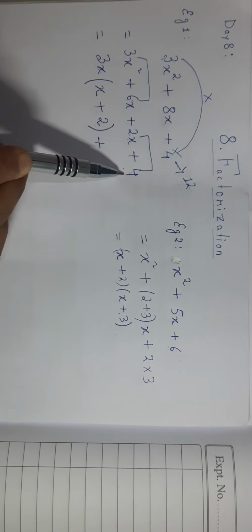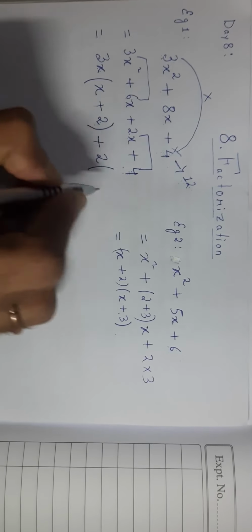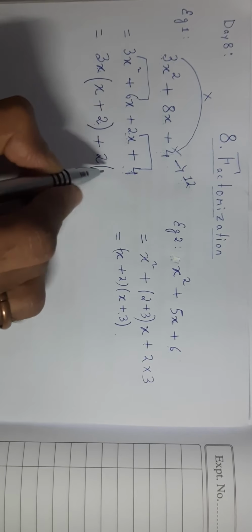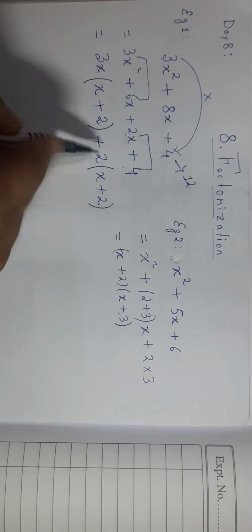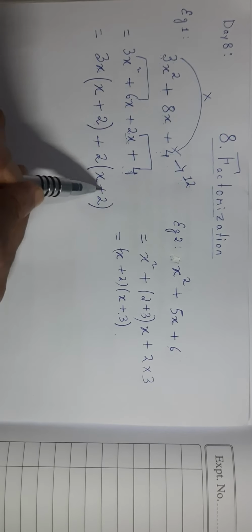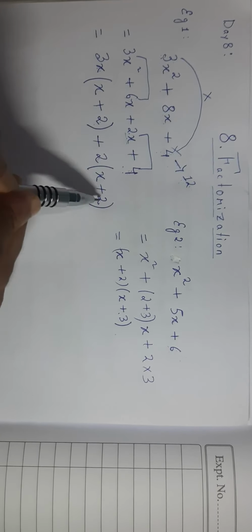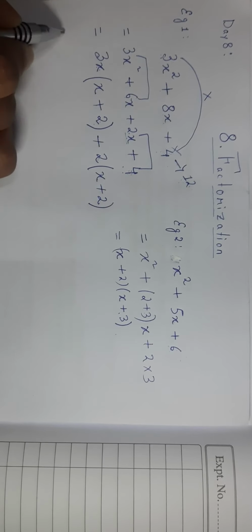Next, from these two terms, I can take 2 common. When I take 2 common, from the first term we are left with x, and from the next term we are left with 2. And once again, you can verify: 2 into x is 2x, plus this plus sign, and 2 into 2 is 4. So the original expression remains the same.